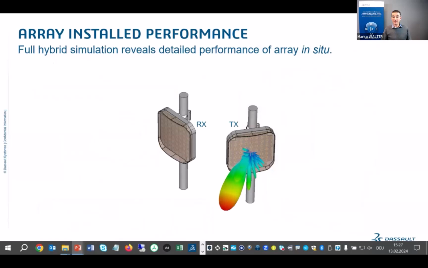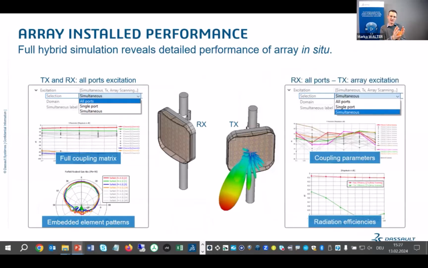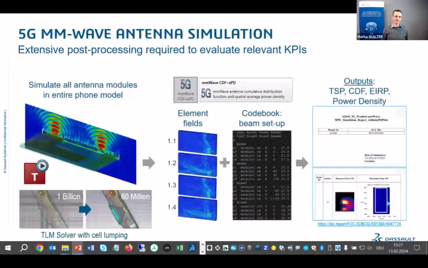We can use this information in different ways. So for example, we could excite all the ports in both the transmit and the receive arrays to obtain a full S parameter matrix and all the embedded antenna patterns. Or the other approach is to excite all the transmitting elements simultaneously, so for a particular scan angle, and then see how the array as a whole couples to the elements in the other array. That also gives us the radiation efficiency of the array. Importantly, all of these quantities are for the array in its actual environment. That is, they include the effect of neighboring arrays and also the physical infrastructure.